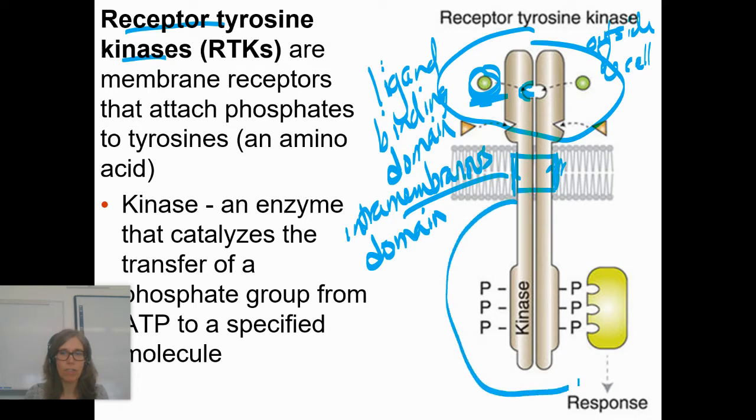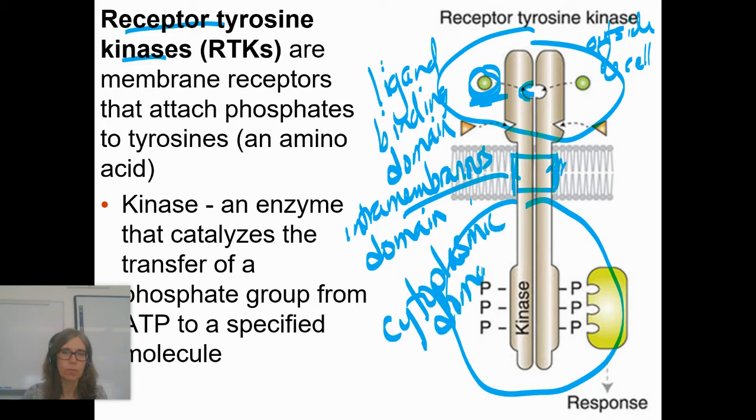And then we have this inside part. We're going to call this the cytoplasmic domain. So we have these three parts, and so now what I want to talk about is how specifically this receptor tyrosine kinase is different from other receptor proteins. So these are membrane proteins that attach phosphates to tyrosines. So this is a type of amino acid.